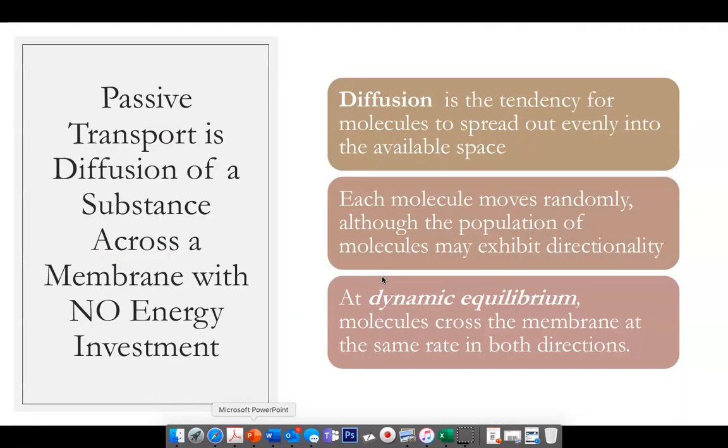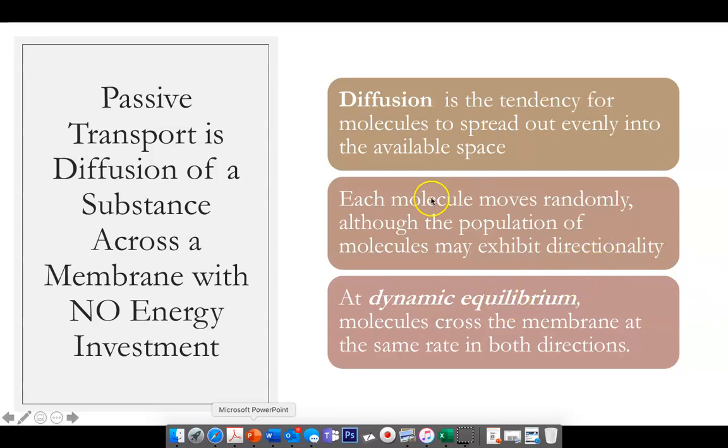So again, passive transport is diffusion of a substance across the membrane with no net energy investment, and it's based off of the tendency of molecules to spread out evenly into the available space. Molecules will randomly move from an area of high concentration to an area of low concentration, and this is going to most often exhibit what's known as directionality, which is that moving from high to low.